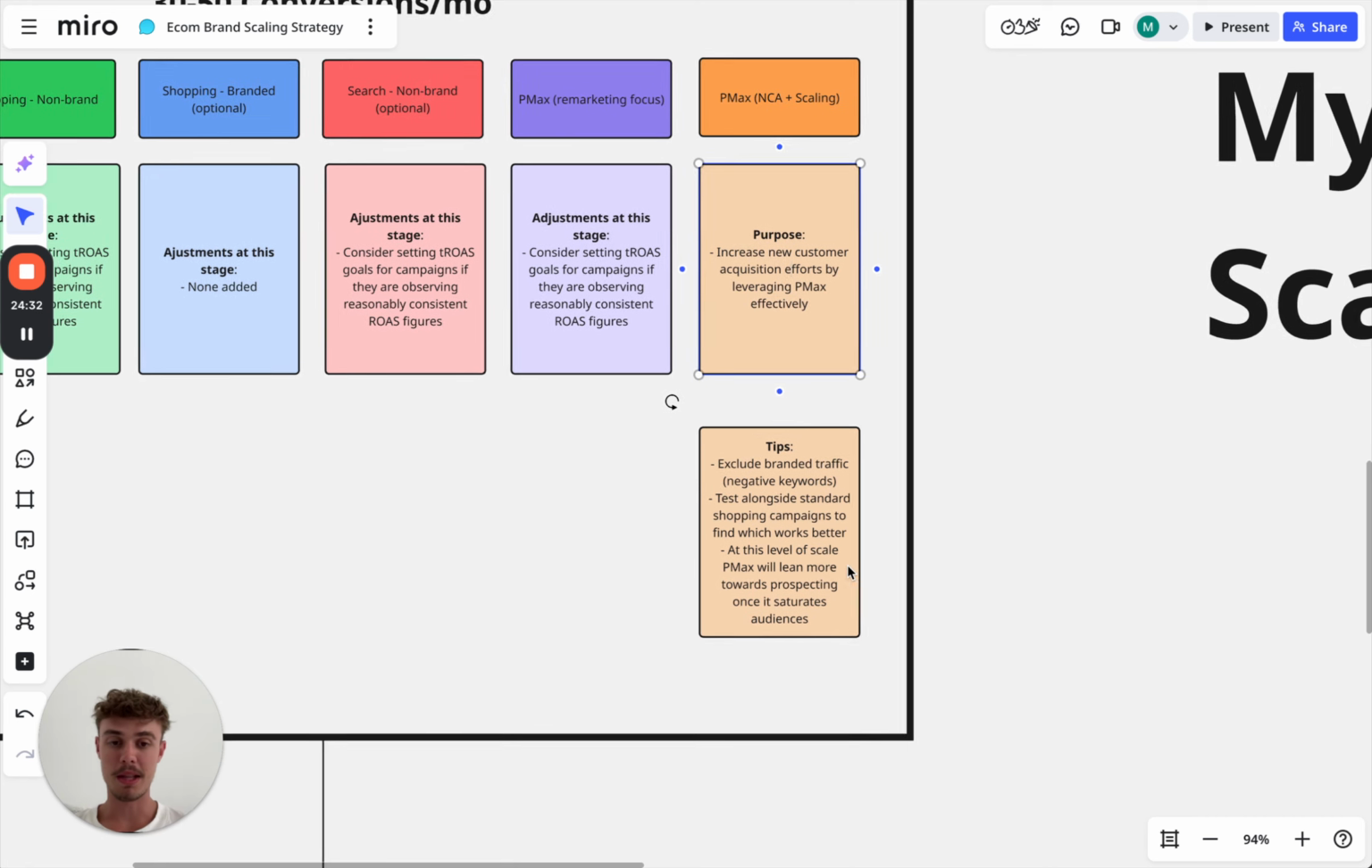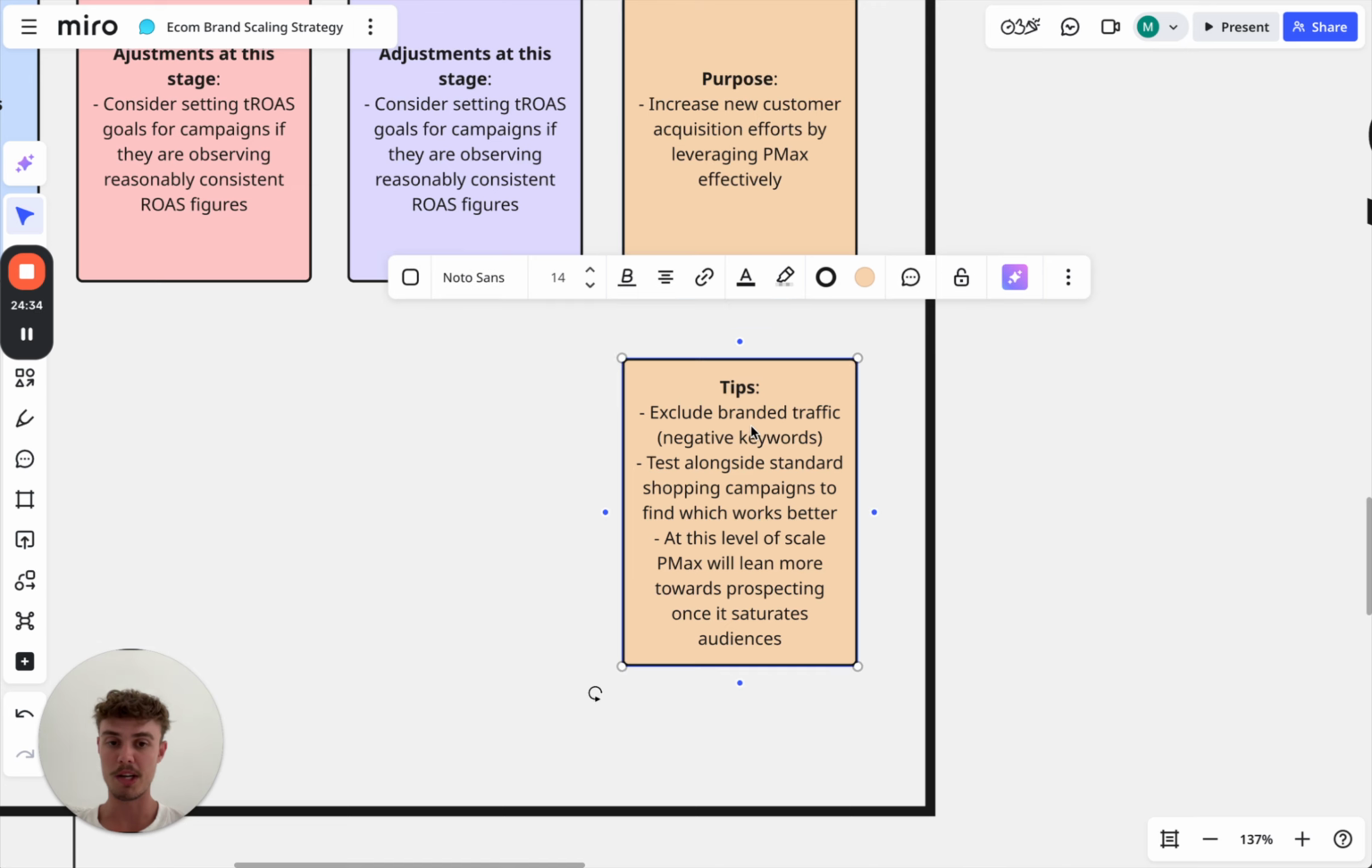A primary tip for a campaign like this is, once again, you need to exclude your branded traffic. You want to test this one alongside your standard shopping campaigns to find out which one works better. So you may find that standard shopping performs better than PMAX. If it does, just keep working with standard shopping. But if you find after introducing another PMAX campaign that it seems to get a decent amount of high top of funnel, non-branded, and new customer traffic, then that's a point where you could consider scaling them if the ROAS is good.